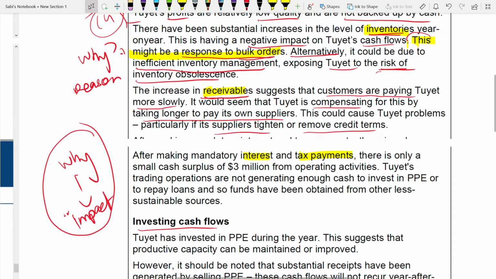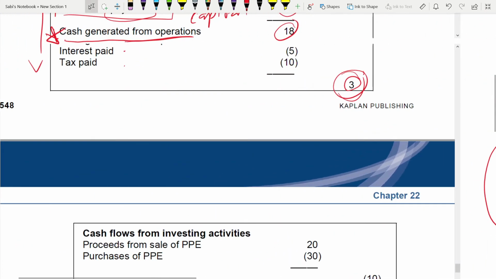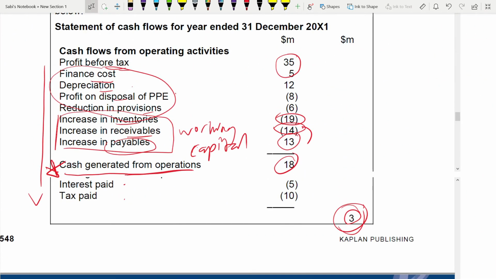And the last one is about mandatory. See, interest and tax payment, no matter what, are mandatory. Their nature is they are mandatory. You have to pay them. So if you see here, okay, out of 18, 15 is invested in interest and tax only. So you're only left with 3. That's it. 3 is very small amount.